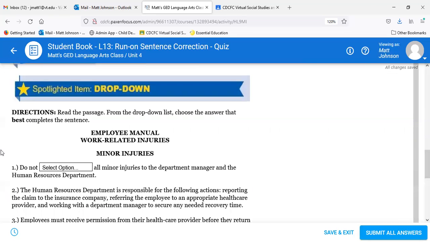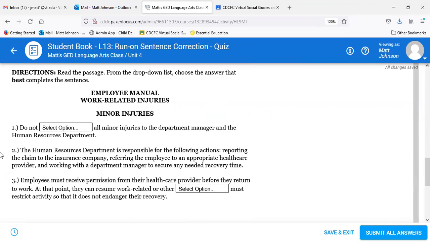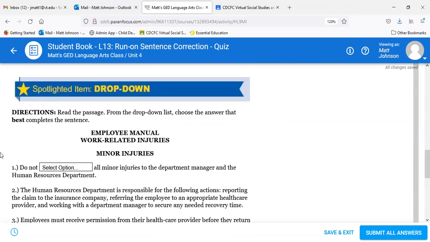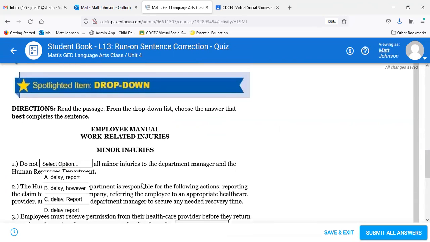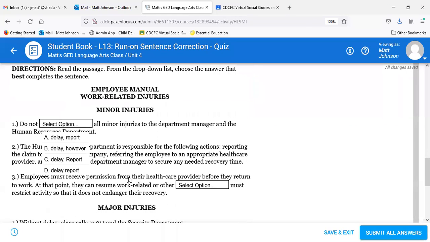All right. Now we get right into our drop down boxes here. Employee manual, work-related injuries. So minor injuries. Do not delay. Report all minor injuries to the department manager and the human resources department. Nilda, how are we going to break up this sentence? One moment. C?